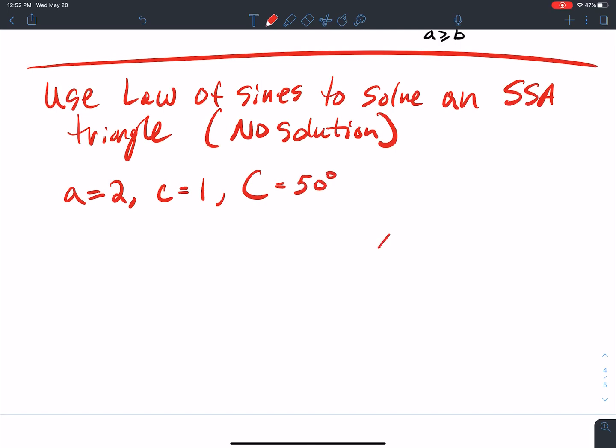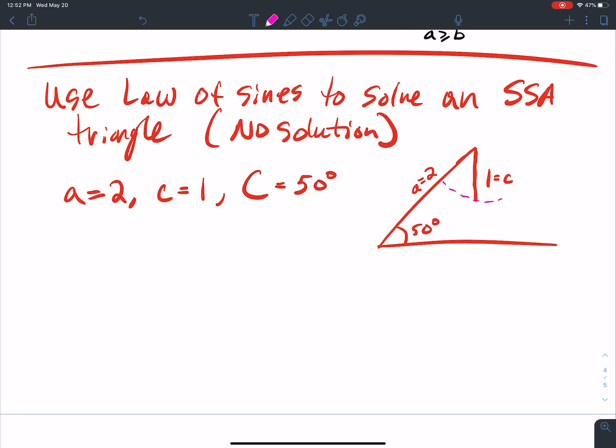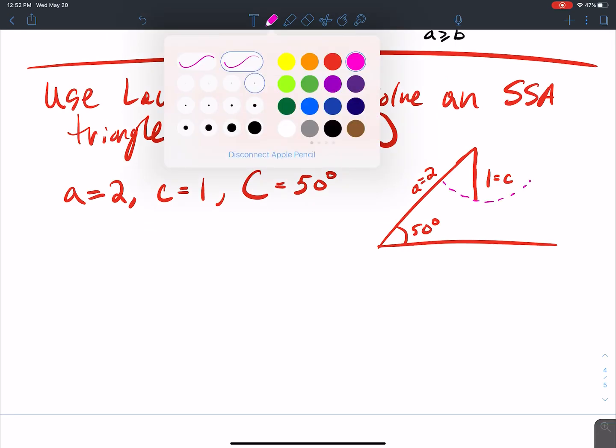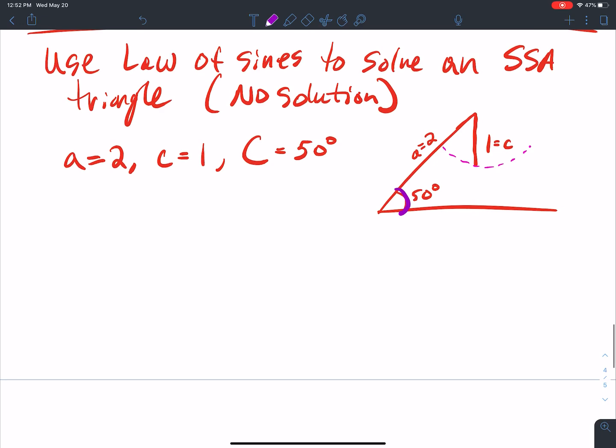So if I draw a picture, it might look something like this, 50 degrees for my angle C. So angle C is opposite this side 1, and then this little a here is 2. That's little c. So it looks like we're not going to be able to form a triangle and have this angle of 50 degrees here. Okay, but how do we verify this?